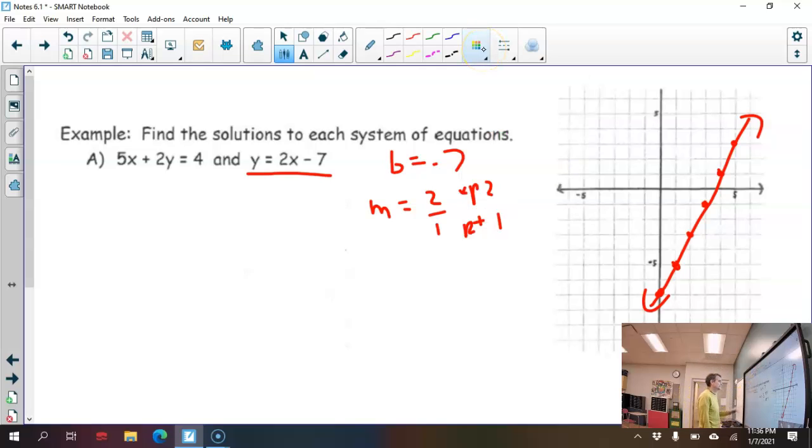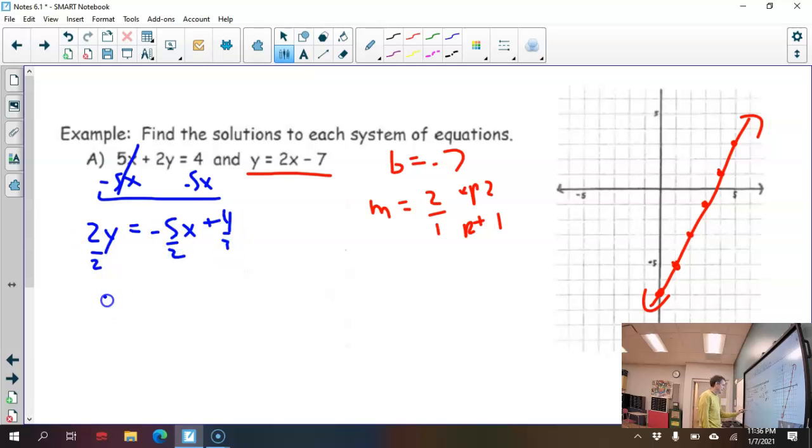The first equation is not in slope-intercept form, so I'm going to put it in slope-intercept form by moving the x to the other side, right? This is a skill that we all have. And then I'm going to divide everything by 2. And I'm going to get y equals negative 5 halves x plus 2. So that line has a y-intercept of 2.